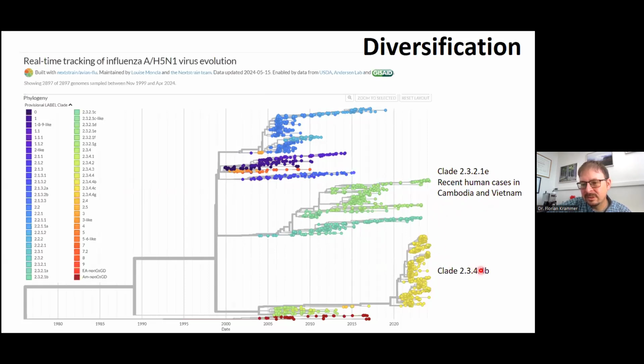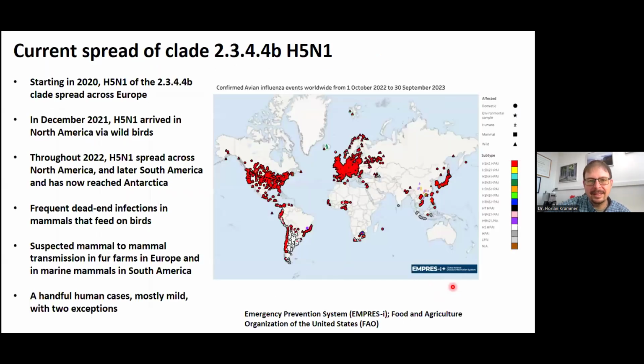And the clade that we are hearing about in North America right now and in Europe, for example, is clade 2.3.4.4b. And that is really currently very, very widespread. And that's also the issue in the dairy cows that you hear about in the media. And so this clade 2.3.4.4b, again, is an H5N1 virus. And that seems to be very fit.